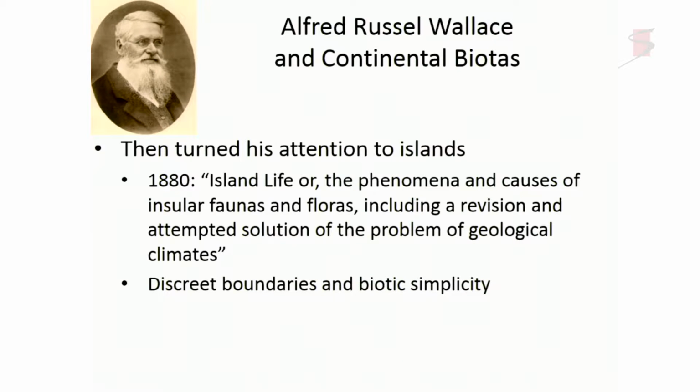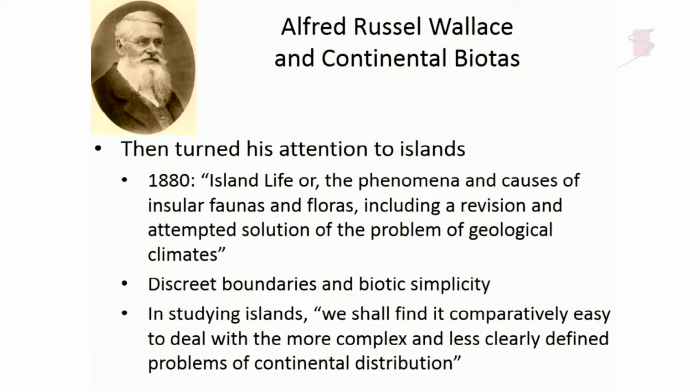He liked islands because of their discrete boundaries and biotic simplicity. Biogeographers today still like islands for the same reason. And then he said something very interesting in Island Life. He said, "We shall find it comparatively easy to deal with the more complex and less clearly defined problems of continental distribution by studying islands." So he was interested in islands as models that could apply more generally.